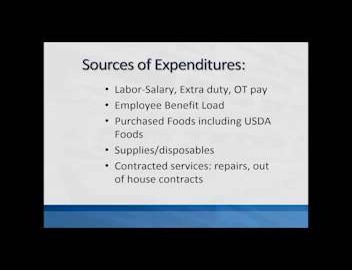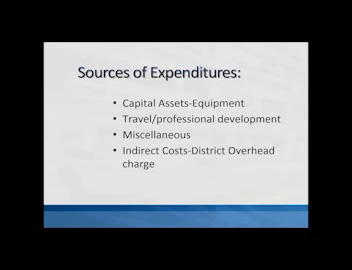Purchased foods, including the USDA, formerly known as commodity foods, supplies and disposables, contracted services, such as repairs or anything done out of the house that your district can't provide the services for, capital assets, such as equipment, major purchases, travel and professional development, miscellaneous, and possibly some indirect costs, which would be charges that your district may be applying to your budget for some of the overhead charges.